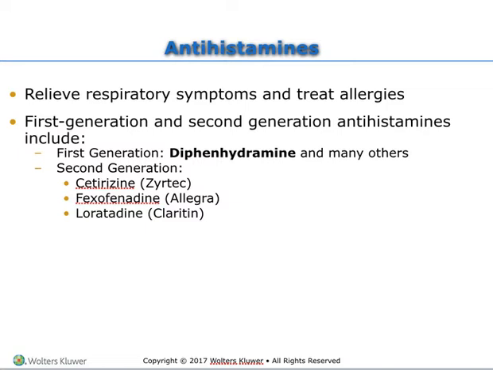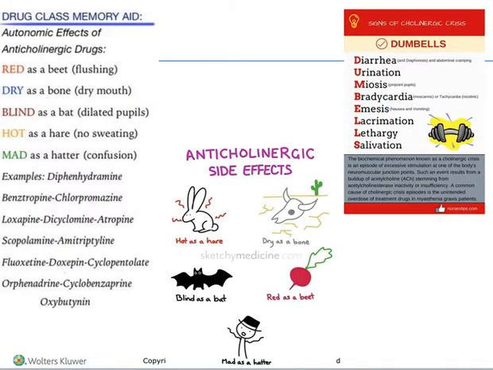So what that means is if you're having trouble sleeping at night because of your allergies, Benadryl is a great resource. But if you want 24-hour control of your allergy symptoms, you should turn to a second generation antihistamine like Zyrtec, Allegra, or Claritin. These ones are usually once daily dosing and less general sedation.